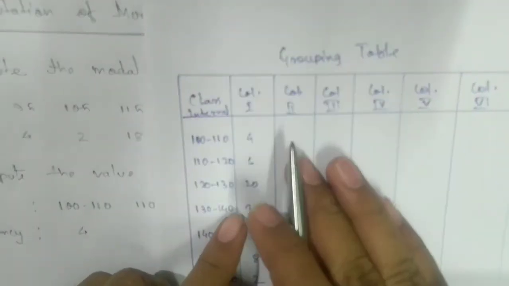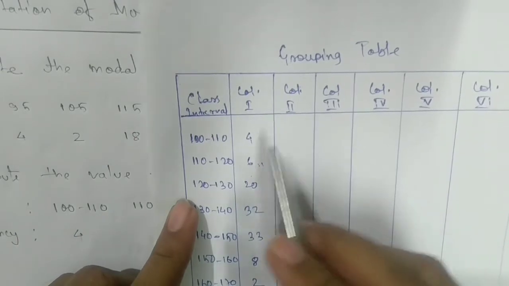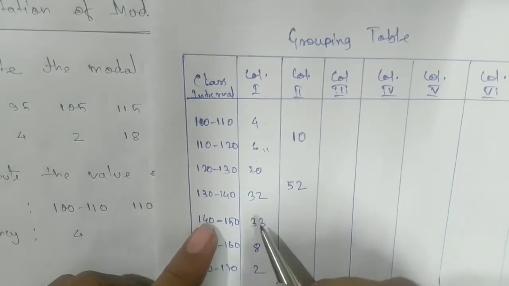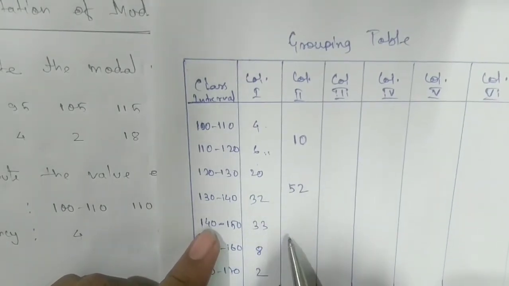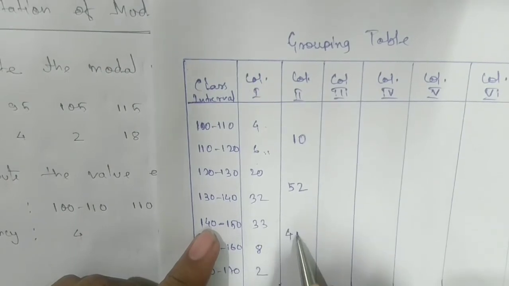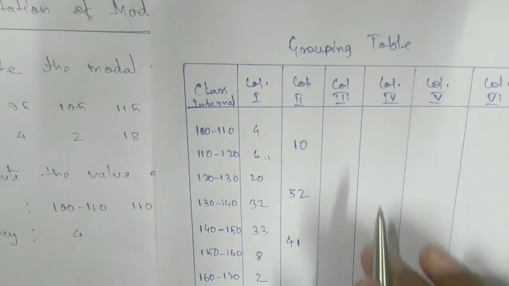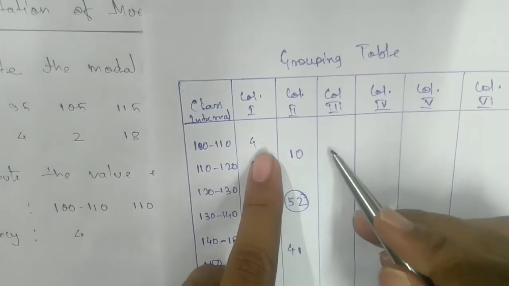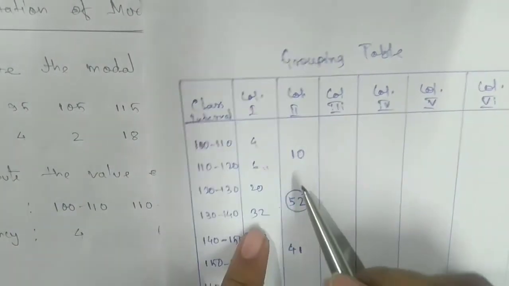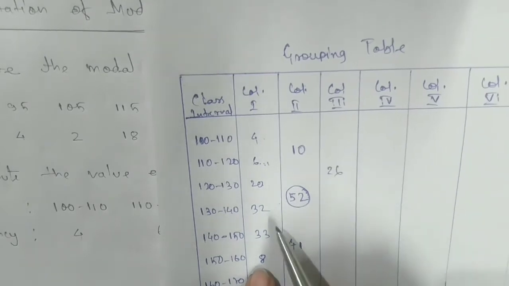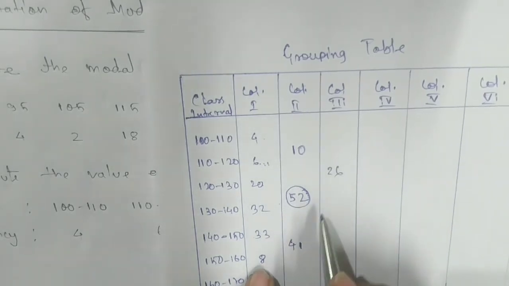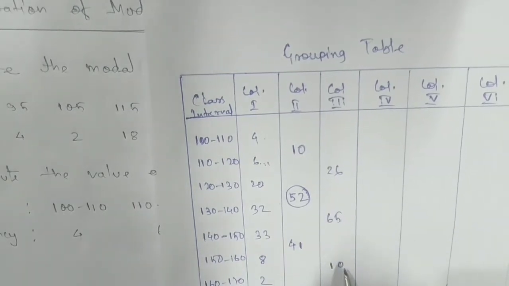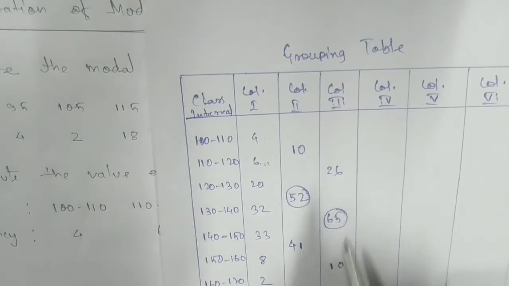What we're going to do for the second column: first two we will add. So what will we get? 52. Next, add it here, that is your 41. So it will remain left, no need to touch. Highest frequency is 52. Next, leaving the first, add 22. That means 26. Next, add this 2, you'll get 65. Add this 2, we'll get 10. Highest frequency 65. Circle it.